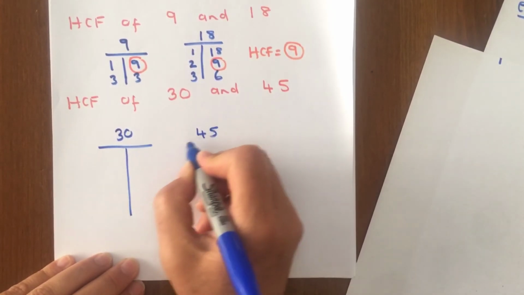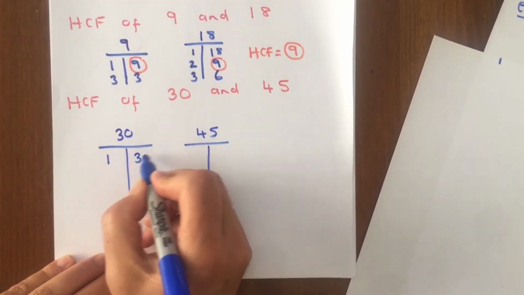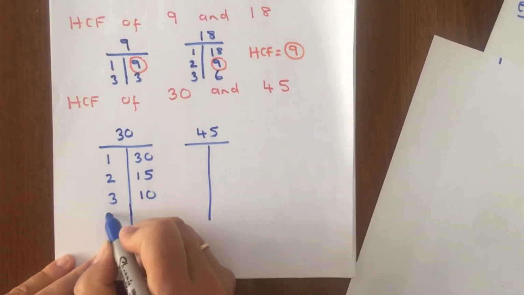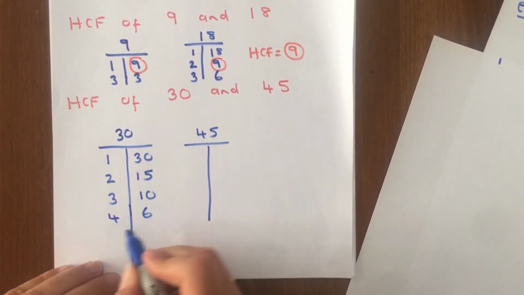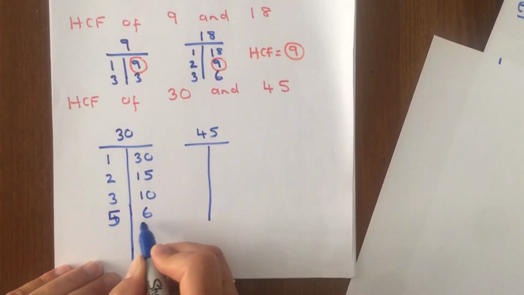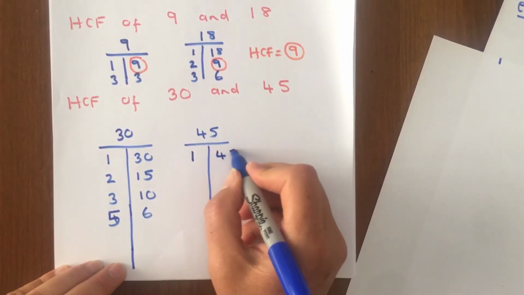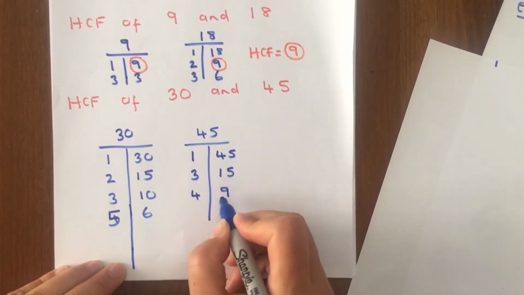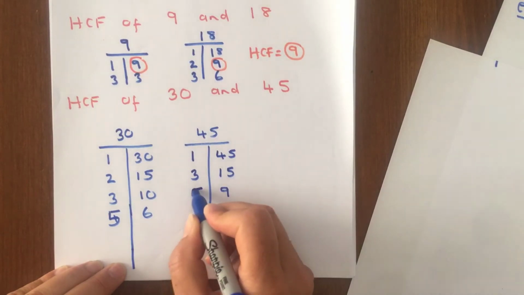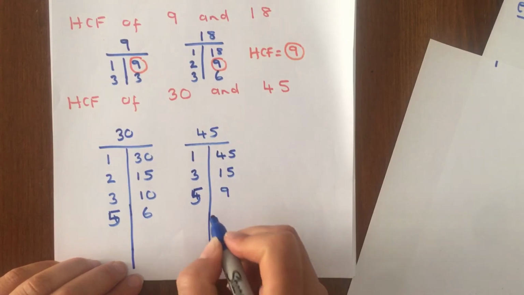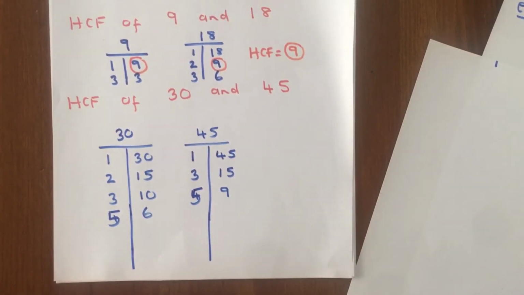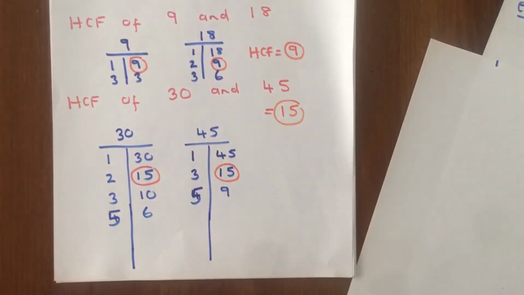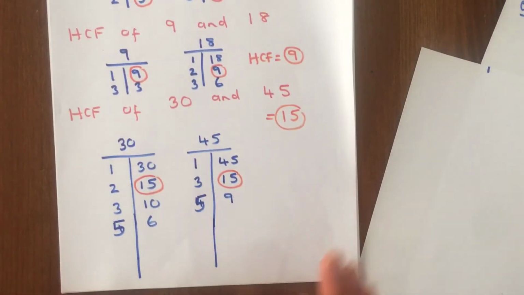Okay, so 30 and 45. 1 times 30, 2 times 15, 3 times 10, 4 doesn't go in, 5 times 6, 6 have done, so I stop. 45, 1 and 45, 2 doesn't go in, 3 times 15, 4 times 9, 5 times 9. And then I stop there because 6, 7, 8 doesn't go into 45. So what is the highest common factor? I can see 15 is the answer. Okay, so that's a revision of highest common factors.